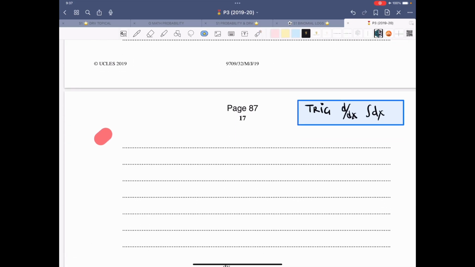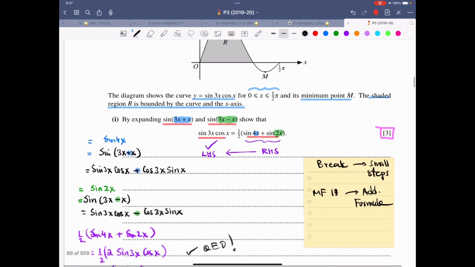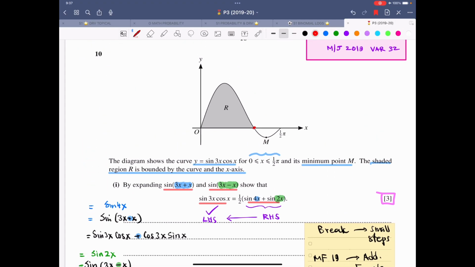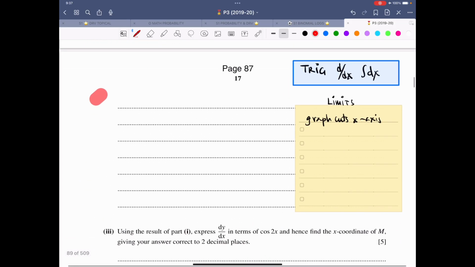So let me use the other sticky note over here. If I am interested in the limits, I know one of the limits is 0. The other limit is when the graph cuts the x-axis. So this is the other limit. When the graph cuts the x-axis, the y coordinate is 0, so sine 3x cosine x equals 0. In other words, sine 3x equals 0, or cosine x equals 0.